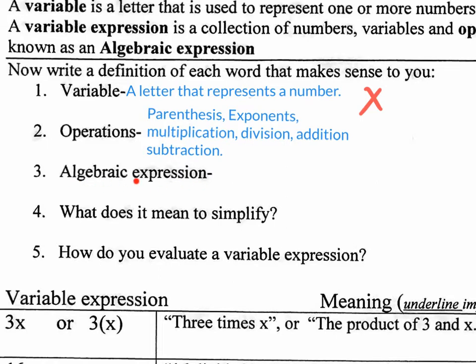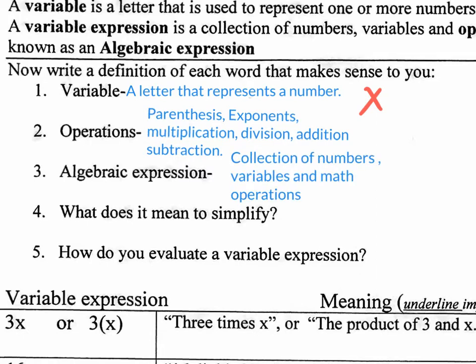An algebraic expression. Okay, so what's an expression? It tells you something. So when we're talking about an expression in algebra, we're talking about a collection of what? It says it above. It's a collection of numbers, variables, and math operations. So just to give an example here, we said like 2x plus 3, right? That is a variable expression or an algebraic expression. It tells you something. It says 2 times x and then plus 3, right? Anyway, what does it mean to simplify?